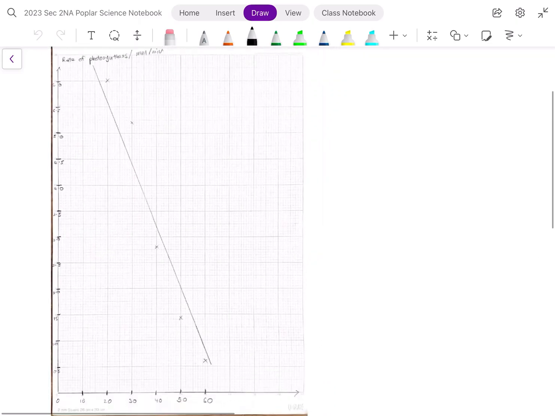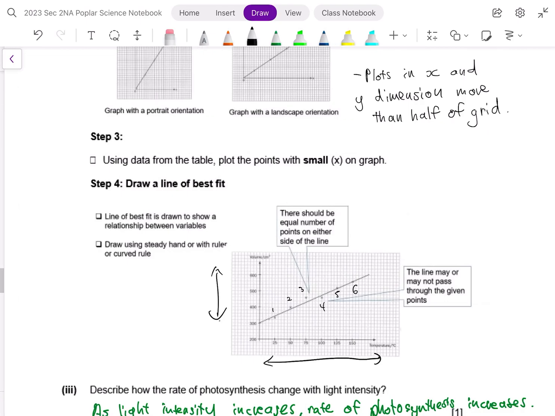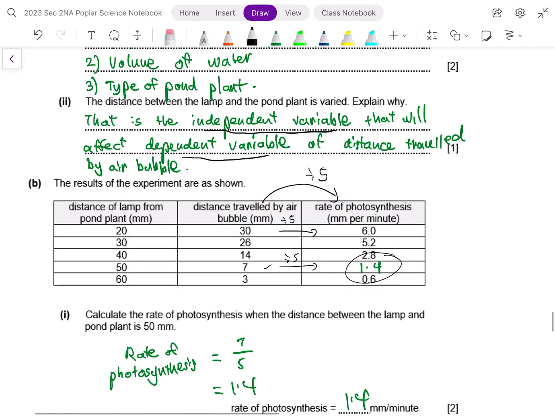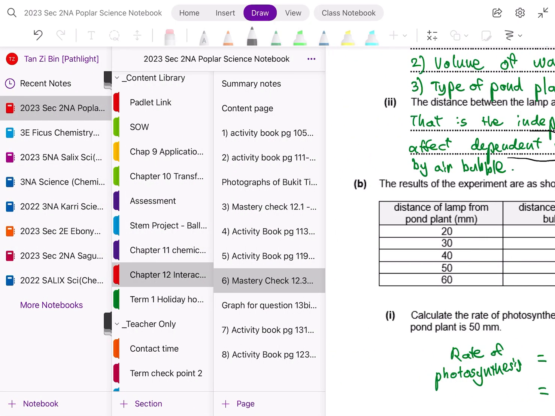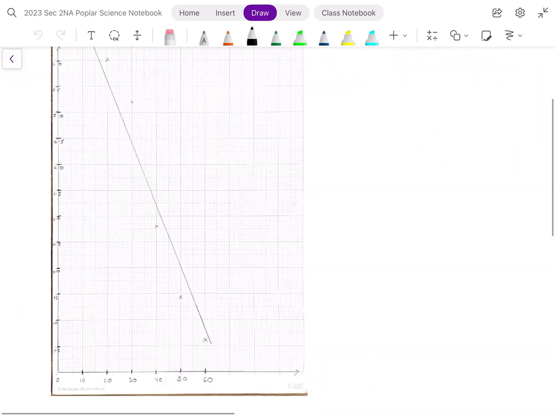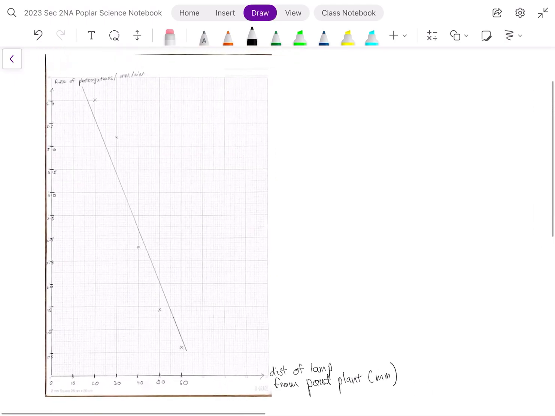From this graph paper, wait, I've forgotten to put my independent variable. Let me go back and check the independent variable: distance of lamp from the pond plant. So this one is distance of lamp from pond plant, in mm. Alright, so for this particular graph, I started off with 0.